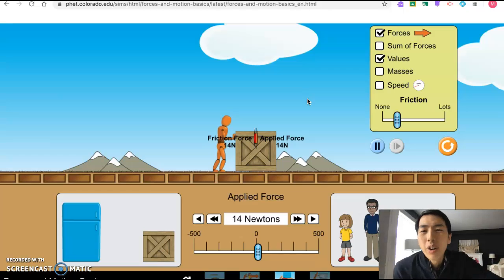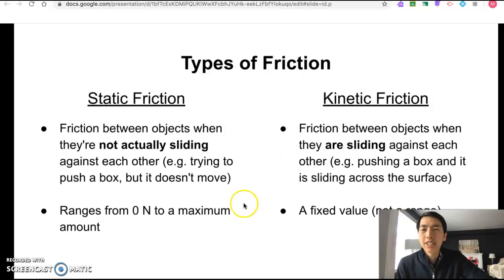There. After it's stopped, kinetic friction has now turned back to static friction. And in the case of static friction, the frictional force is matching this applied force. All right, so that's the first major concept about friction. It's to understand the difference between static and kinetic.